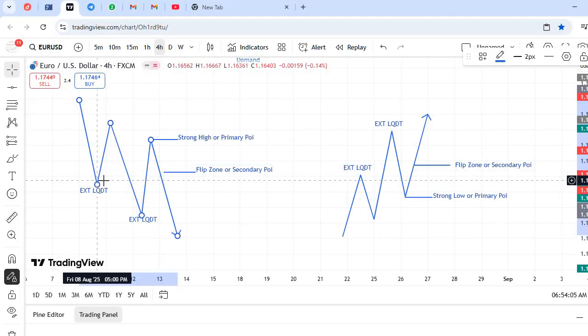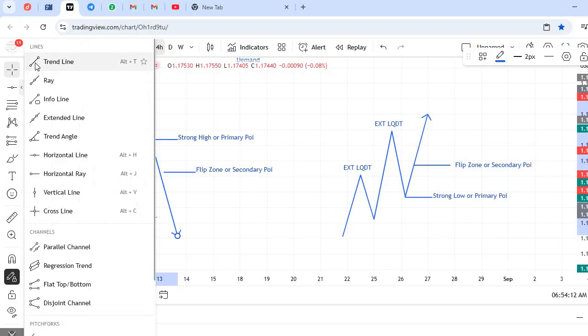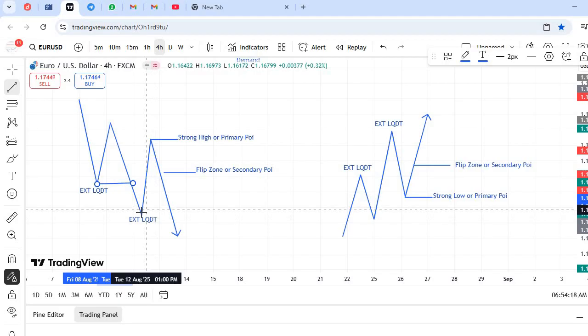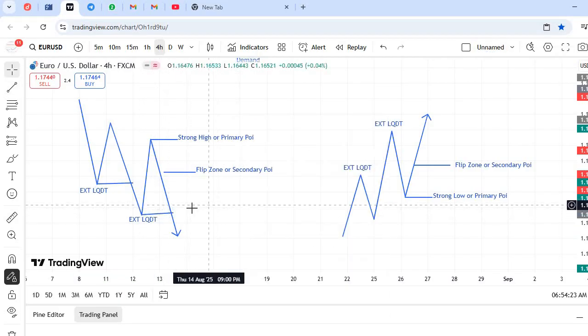So we have the first break of structure here. We also have the second break of structure here. Can you see?